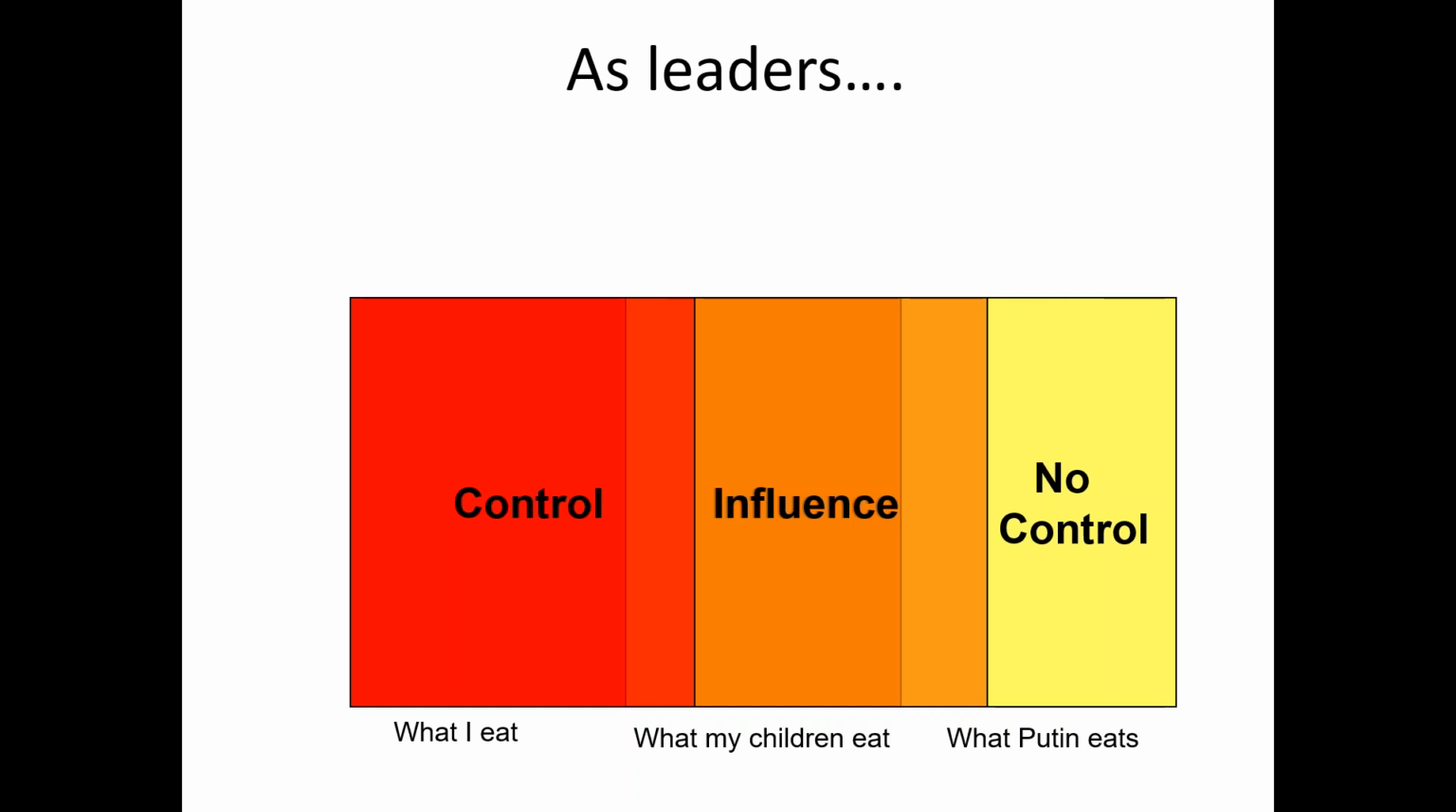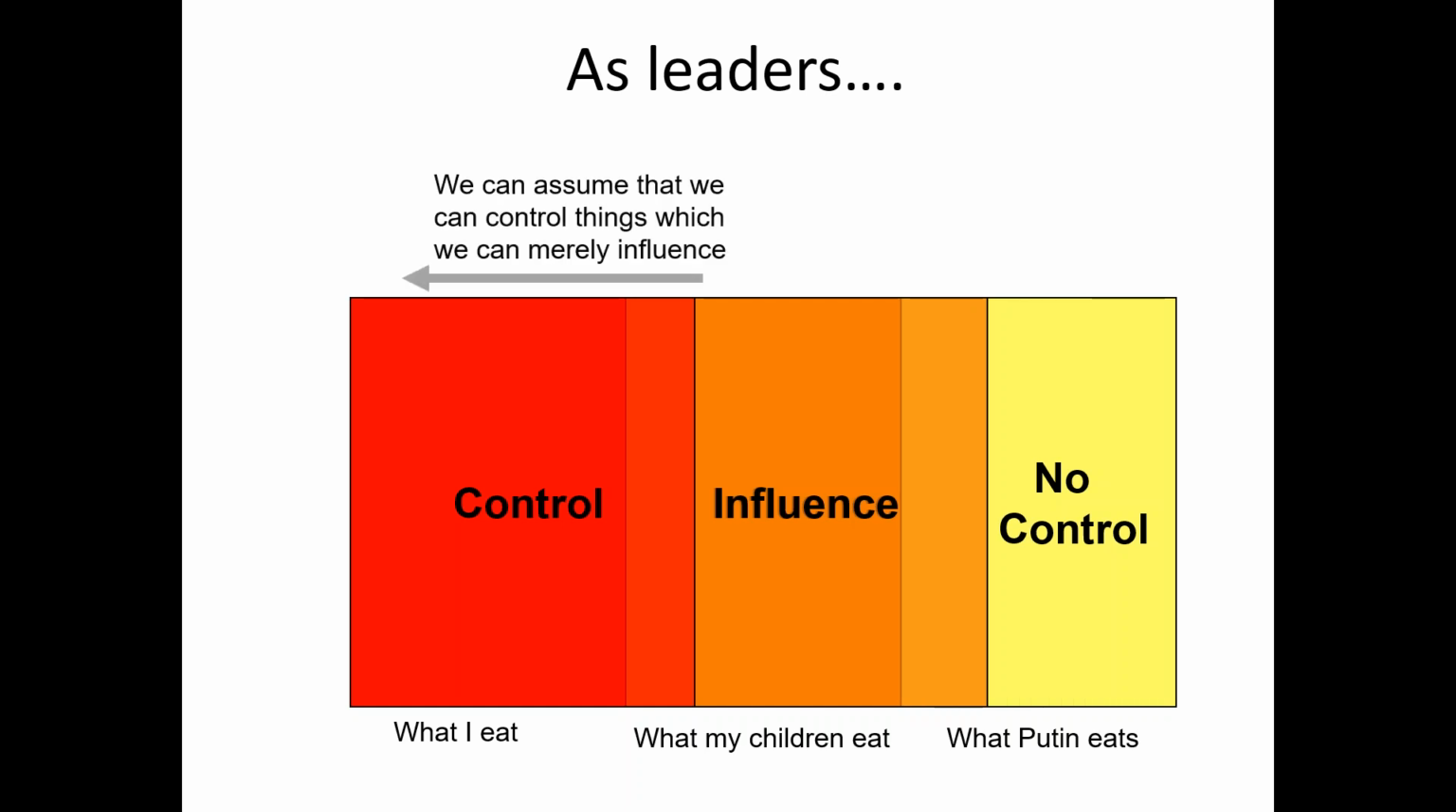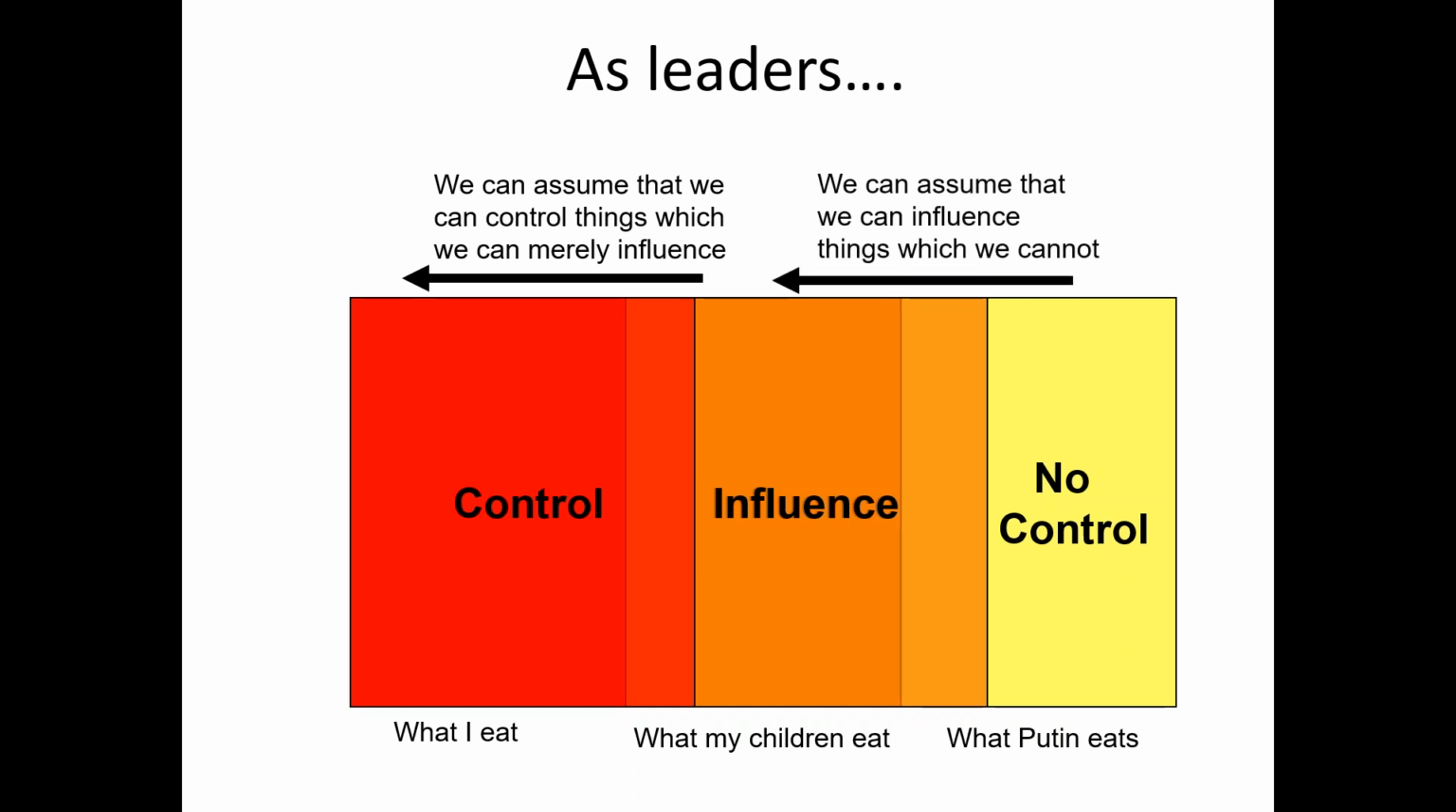I can't stop them from swapping their food with a friend. All I can do is influence them. And I definitely can't control what Putin eats. So that's way out of my league. There's no point in getting worked up about what might be happening there if it's outside of my control. So there's a tendency, I think, to think about trying to bring things more into our control. And we perhaps feel that we can influence things more than we can. We get hung up on stuff that actually is outside of our boundary.